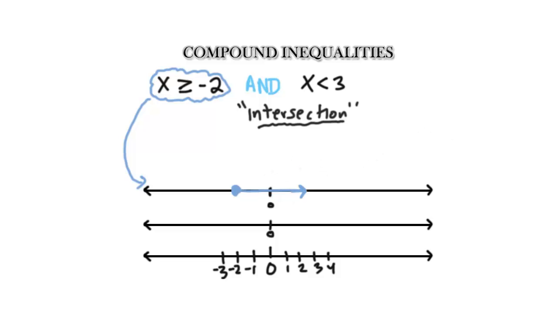Now let's graph the other one. x is less than 3. I'm going to use the middle number line for that one. So 3 is over here, and guess what? It's going to be an open circle. Why? Because it's just less than 3, so it's going to go in this direction. You can keep on going, but that's enough. The arrow indicates that it's going to keep on going anyway, so we're pretty good with that.